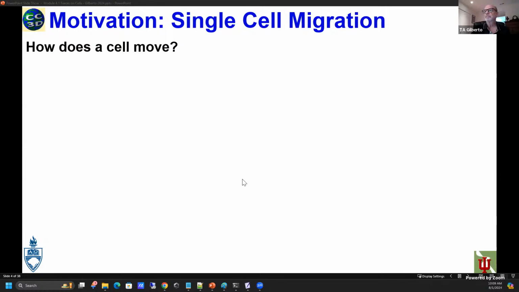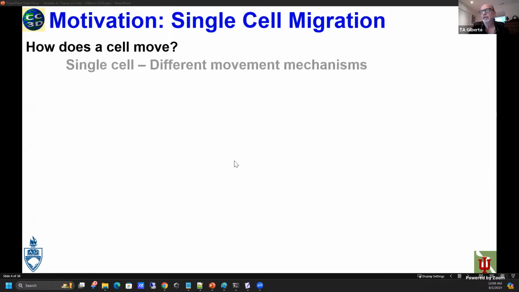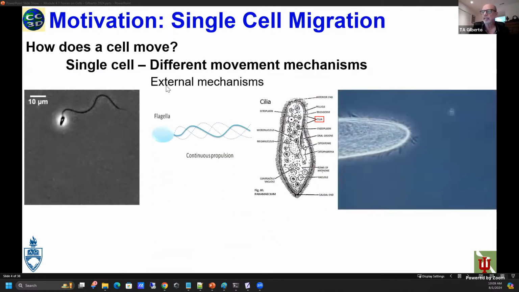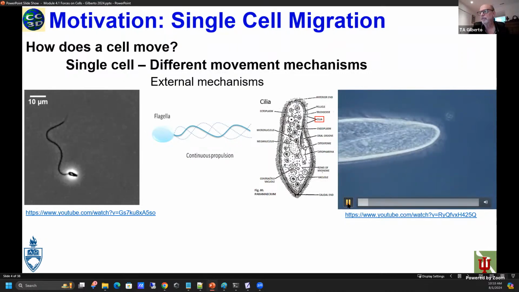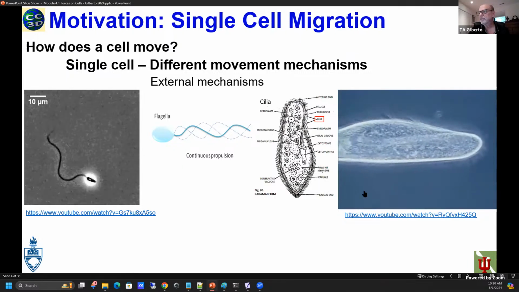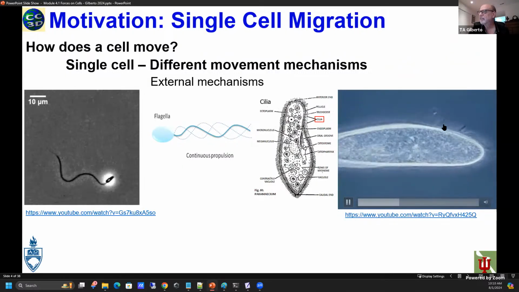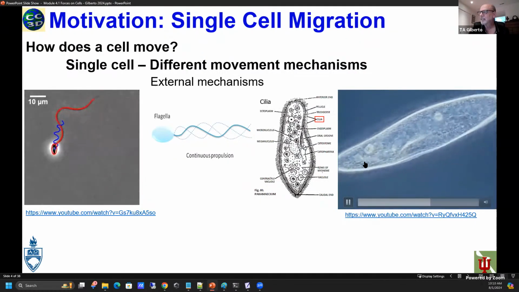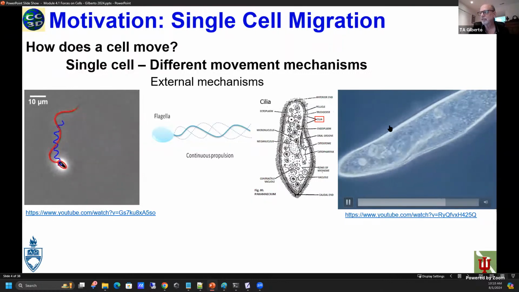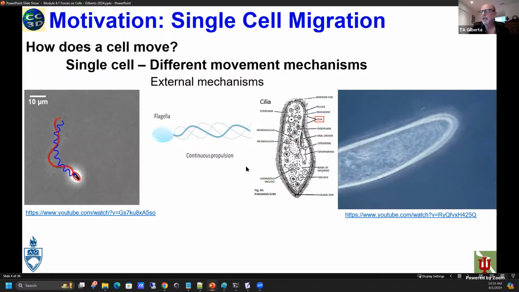Now, how do cells move? We know they move by different mechanisms. These mechanisms can be external ones, like here we have sperm cells moving by flagella movements, the tail of the cell. On this other side, we have cilia movement, where the paramecium, for example, moves with tiny hairs around its body. It's like swimming.